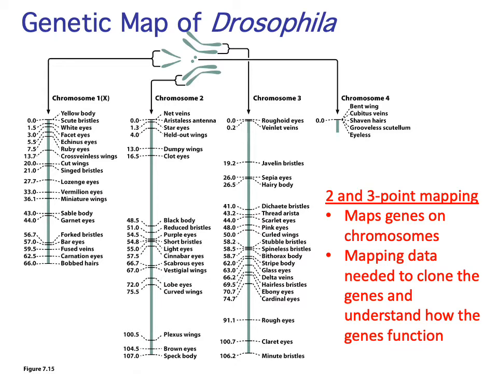In contrast, you can see at the other end of chromosome 1 is bobbed hairs. That's located very far away, and therefore it would probably tend to assort independently of those traits, the yellow body and scute bristles. Right? It's very far away, and so it's not likely to travel together. So by doing either 2 or 3 point mapping, you can actually determine the location of genes on chromosomes. And again, we need to get this kind of data in order to eventually clone and sequence genes, and then to figure out how those genes function.